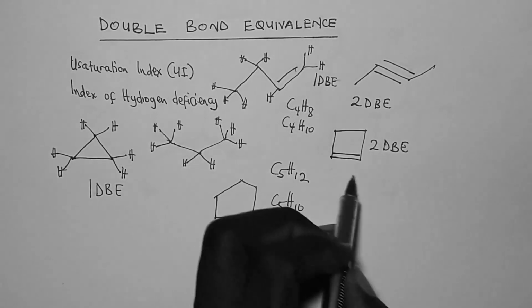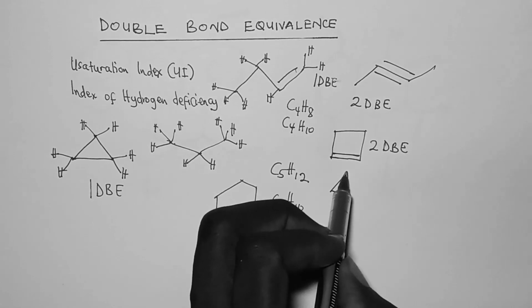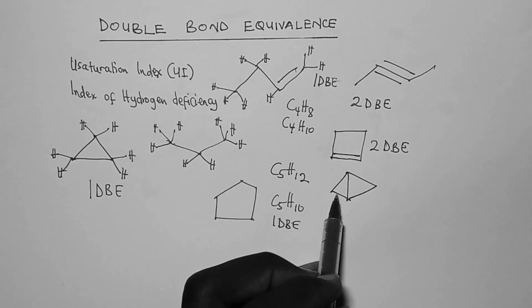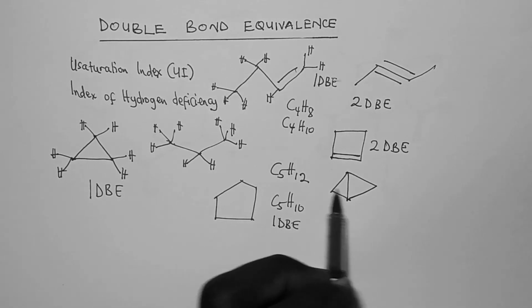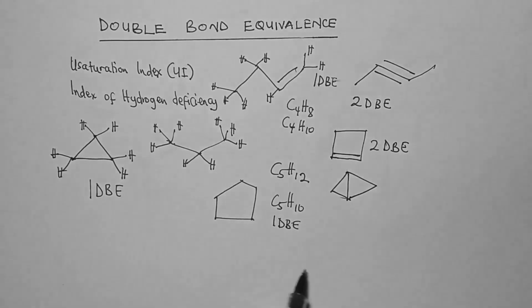And then if you also see 2 rings that have been fused together, for example, this. So this molecule has 2 double bond equivalents because there's one double bond equivalent that makes up this ring, and then the second makes up this one.